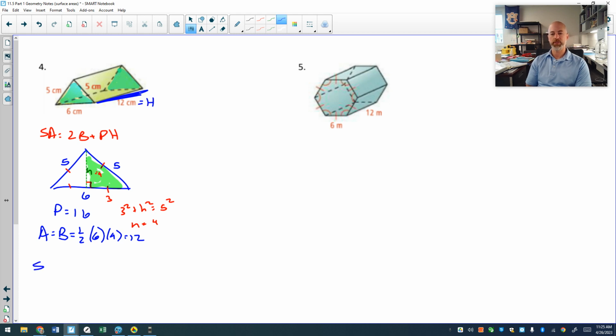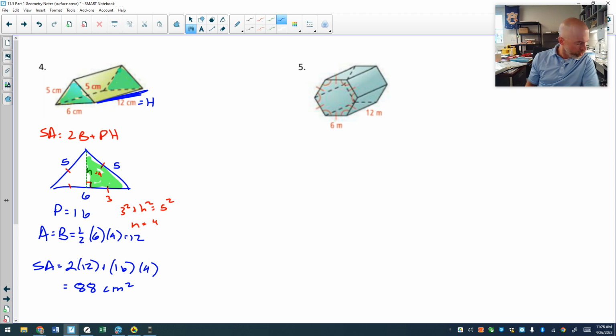And we can throw this into our surface area formula now. It's 2 times b, which was 12, plus p, the perimeter was 16, times h, which is 4. And these are getting increasingly difficult. 64 plus 24 is 88. Centimeter squared, am I right? Oh, I'm way off. What did I do wrong here?